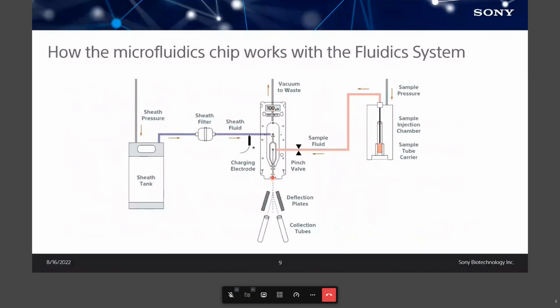Piezoelectric transducer vibrates the chip, forming your droplets, and then your droplets are charged with your targets of interest. And as they fall down through the deflection plates, they are deflected into your collection tubes or your plate, whatever it is that you're sorting into. And then in the center, you have a little waste collector that is catching your empty droplets and your droplets containing your non-targets or the cells you don't care about.